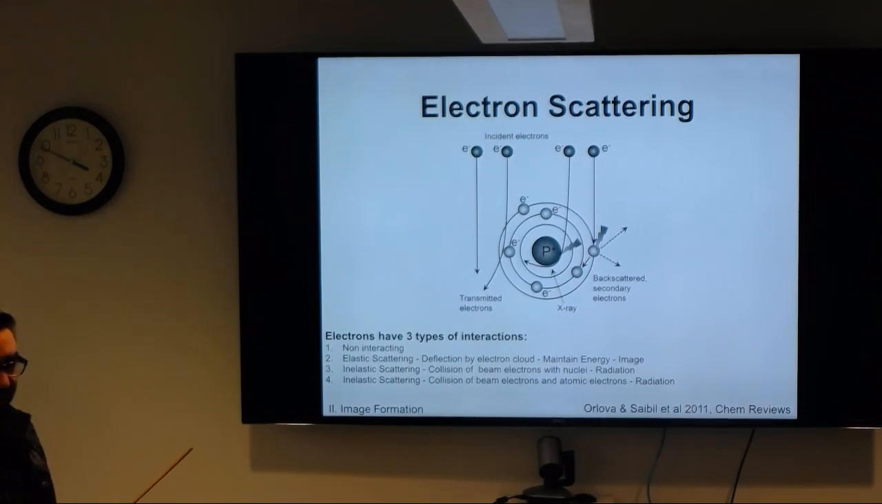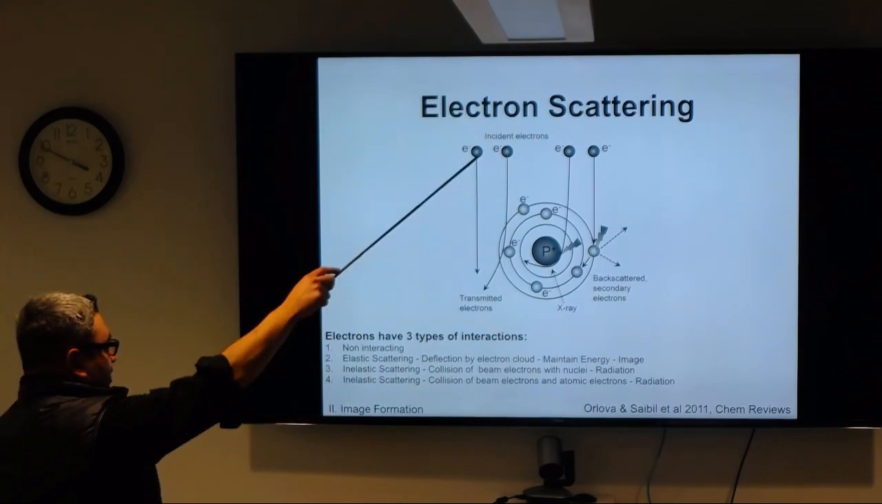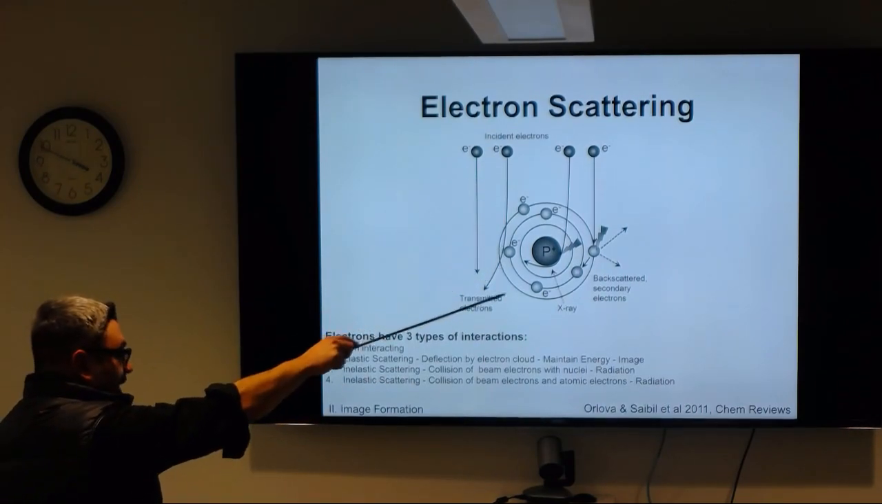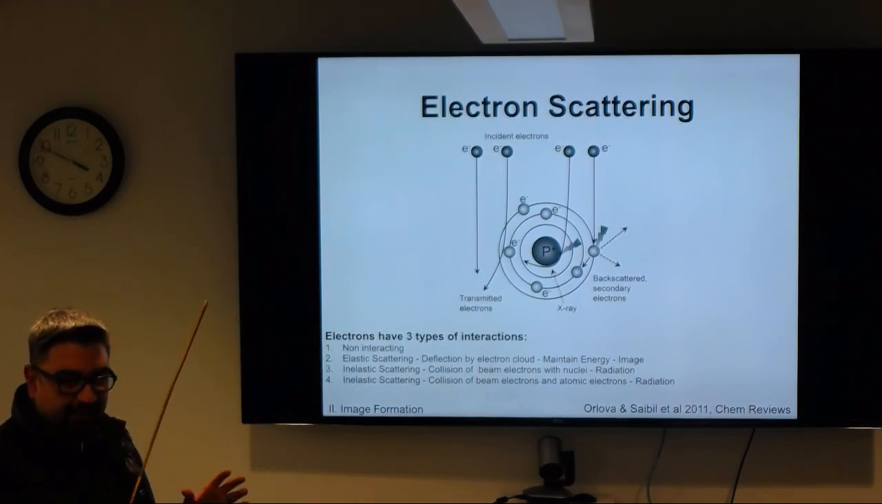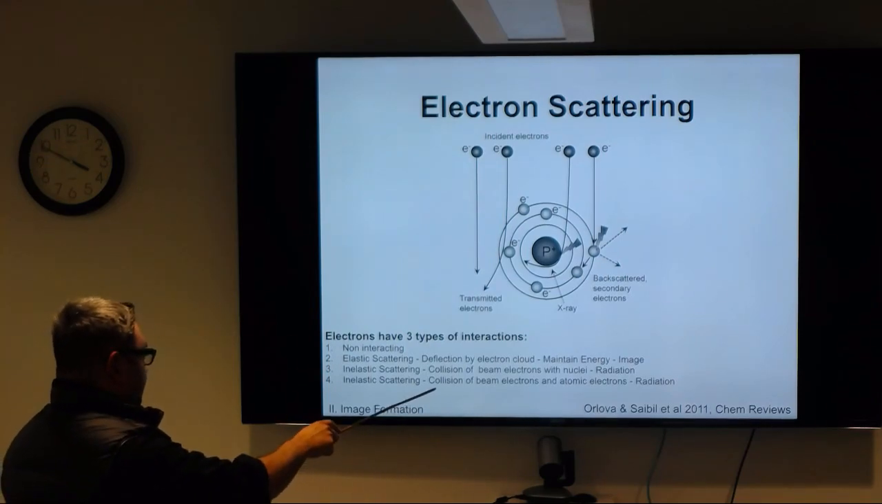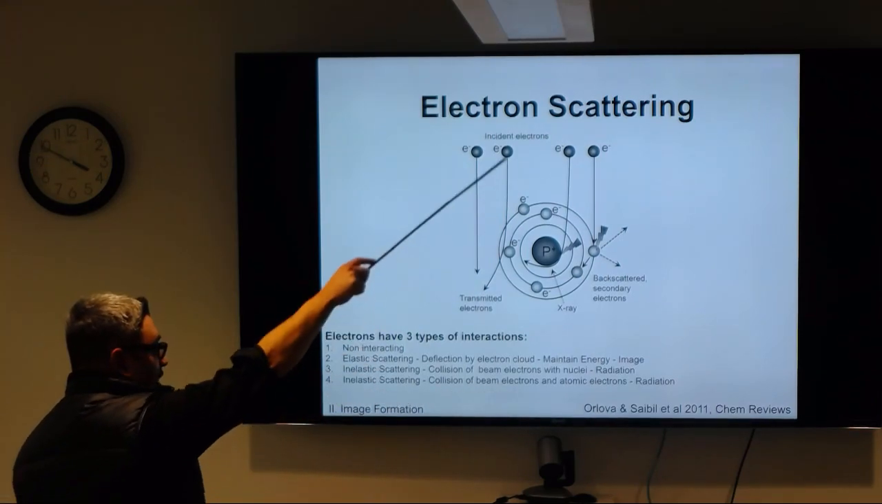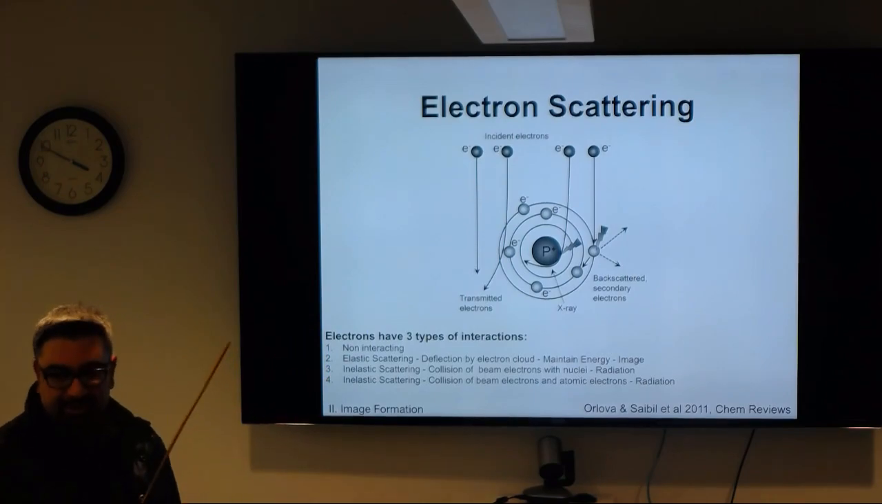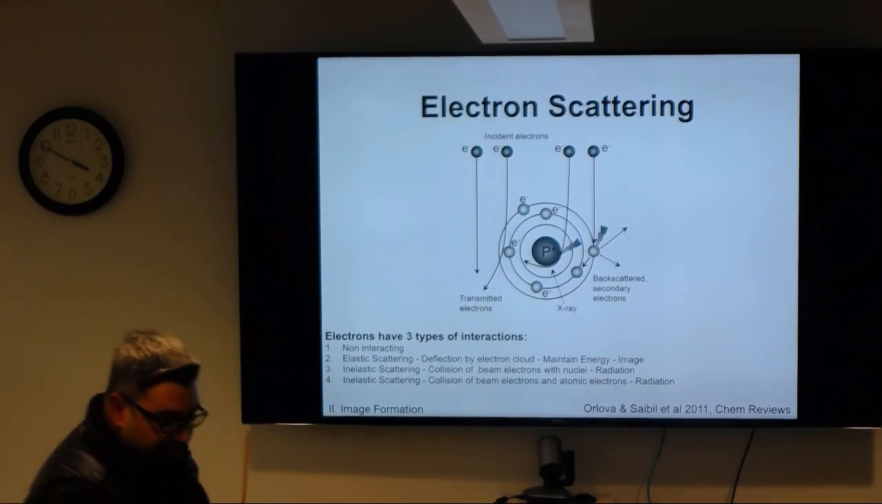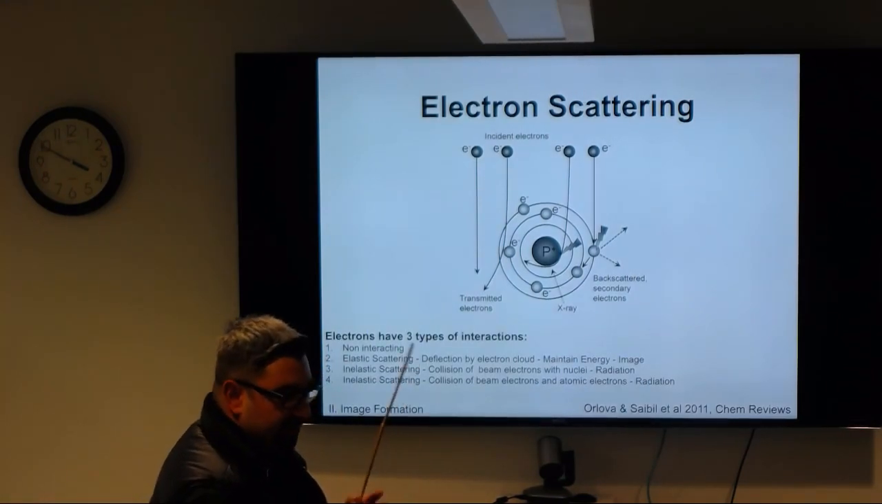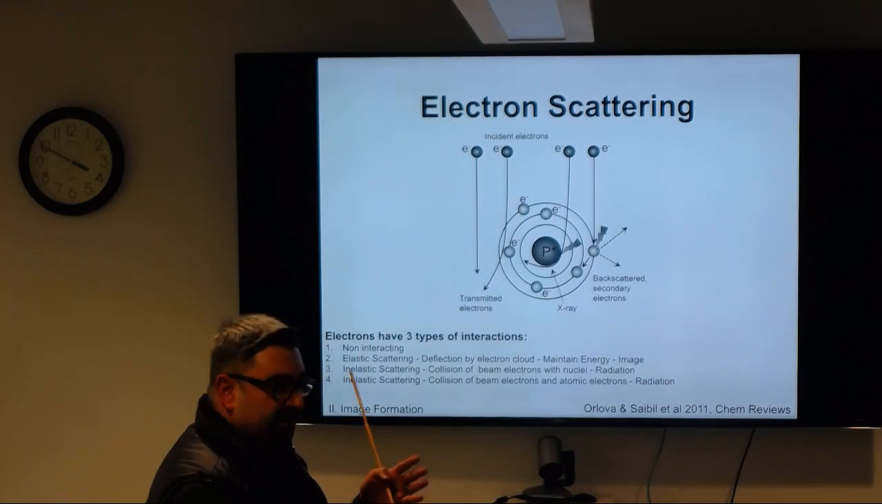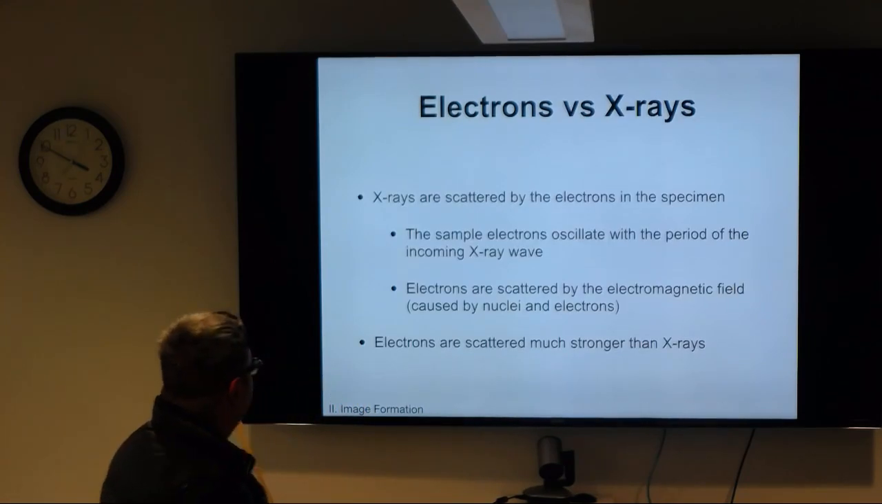You also have inelastic scattering. Okay, you have 2 types of inelastic scattering. You have collision with the nuclei, which produces radiation, and then you have collision with beam electrons, which also produces radiation. Okay, so it's important to understand the different types of interactions that the electrons are having.